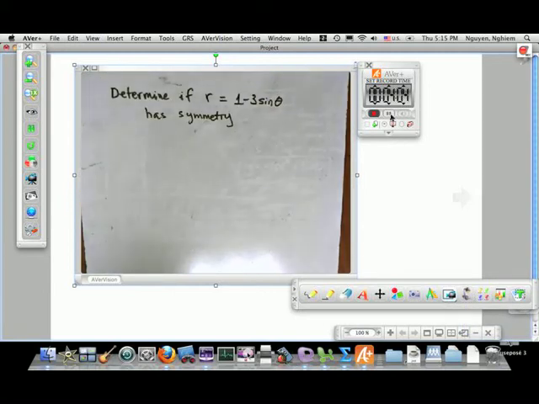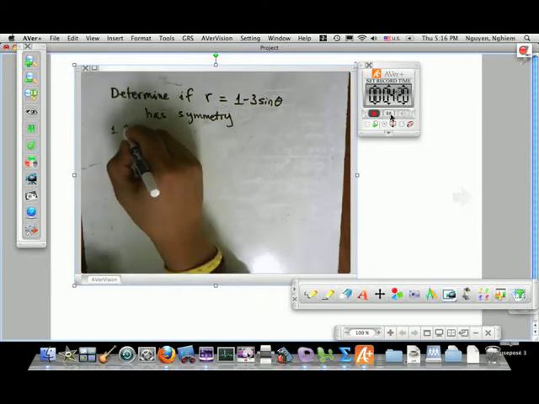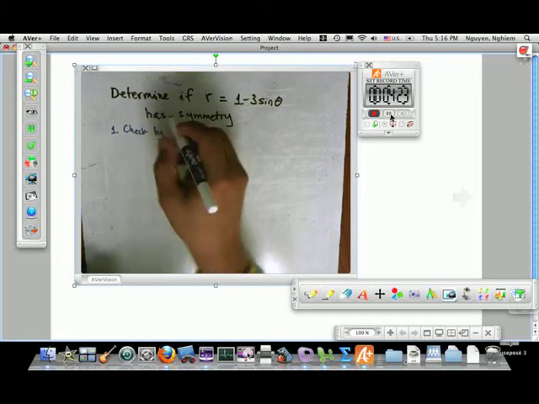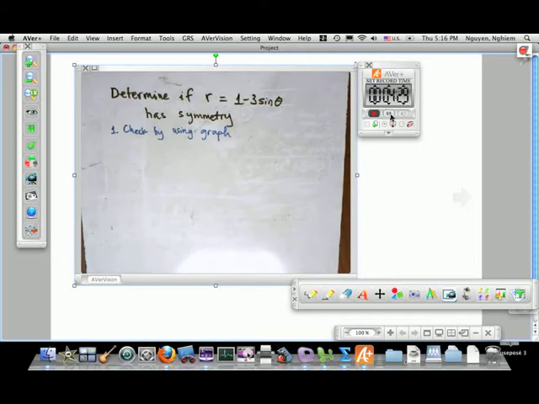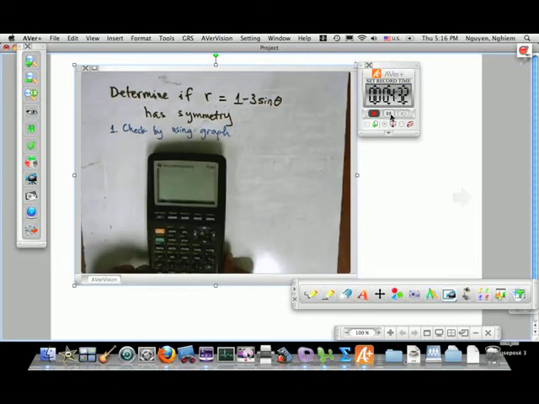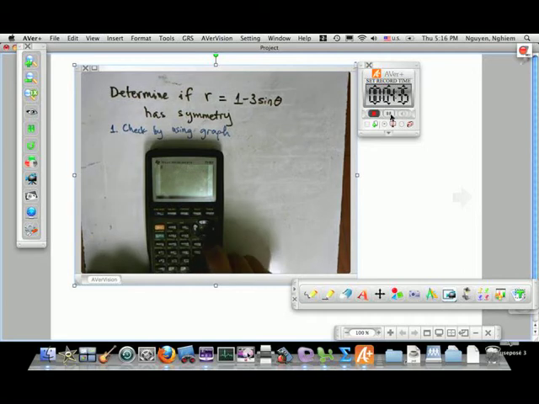So we have a problem here that says determine if the equation r equals 1 minus 3 sine of theta has any symmetry. When it comes to any problems that involve symmetry, the first thing that we're going to do is check by using a graph. The graph itself isn't really a proof, but it certainly is helpful if we can graph it. So let me clear things out here, make sure that I am in polar mode. I'm going to graph this in radians. Go into my y equals, and I'll graph 1 minus 3 sine of theta.